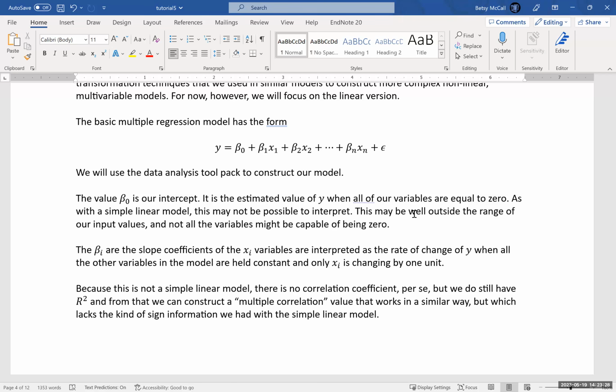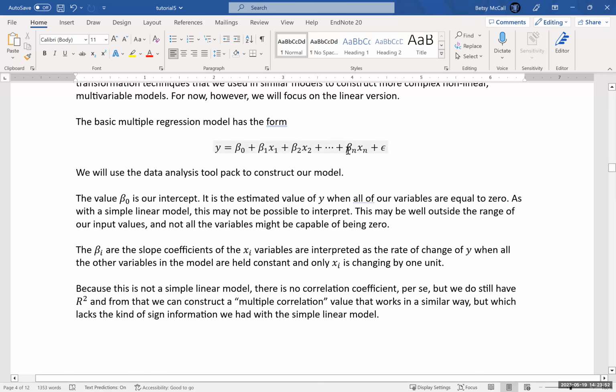Sometimes it's impossible for all of the variables to be equal to 0 for a number of reasons. If we're talking about years, this might be well beyond the range of the data that we've collected. So as with general linear models, the intercept is a value that makes the equation work typically, but it might be interpretable or it might not be interpretable.